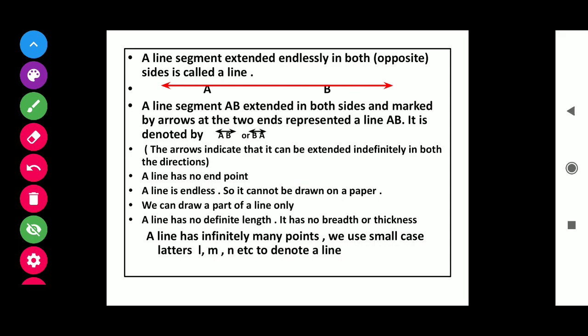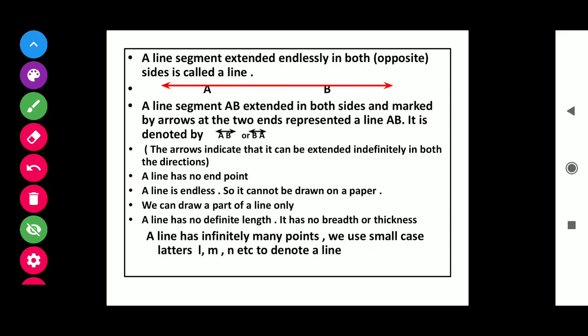A line has infinitely many points. Suppose 1, 2, 3, 4, 5, 6, 7, 8, 9. When you arrange these points properly together, then they can form one line. So whatever it is, line segment or line, it can be formed. It is simply a collection of points arranged on one straight path, and then it can form a line segment or a line. A line has infinitely many points.